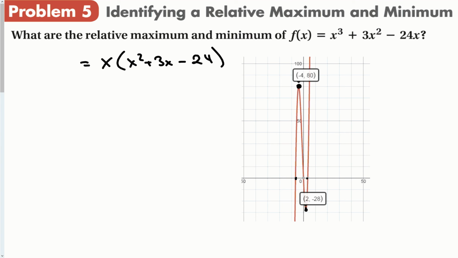Okay, but what's the way I say this right here? The relative maximum occurs at -4, and the maximum is 80. So the way you say it kind of tells the reader whether or not you're looking for the x coordinate or the y coordinate. The relative minimum occurs at 2, and the minimum is -28. That is the lowest point on the function.